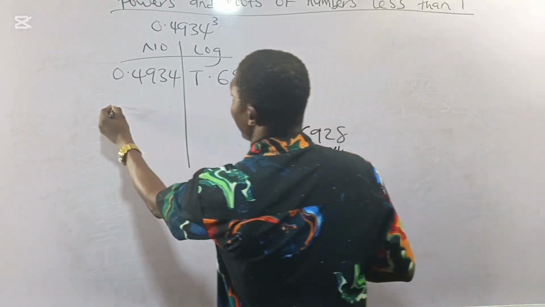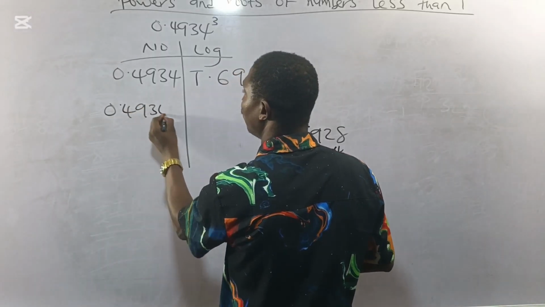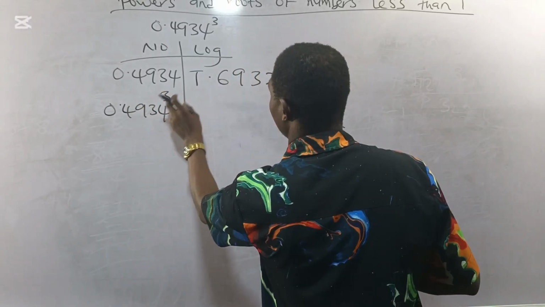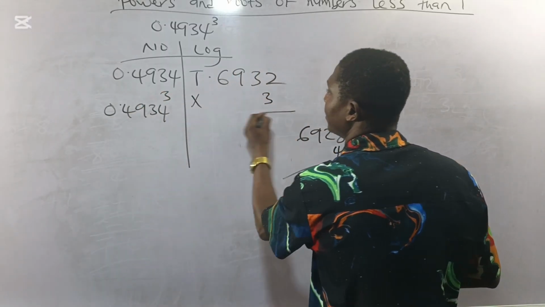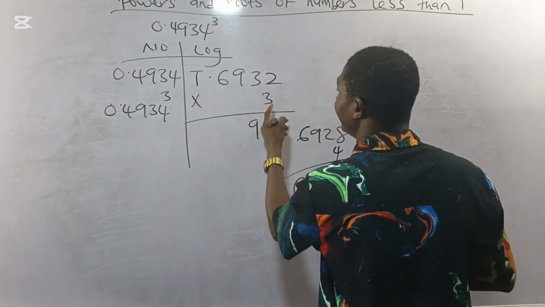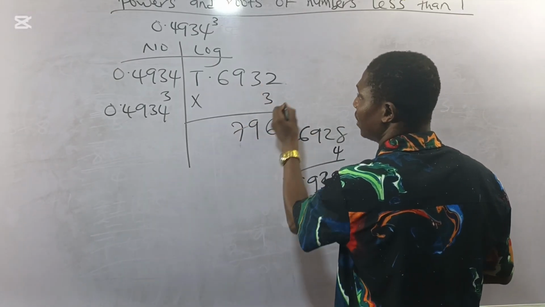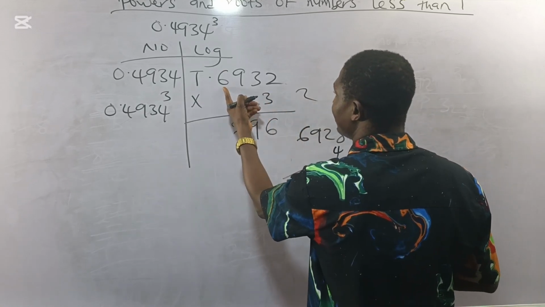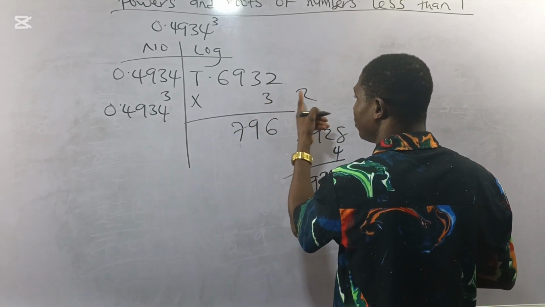So we've gotten this, but we have 0.4934 raised to power 3. So we have to multiply the power, remember, so we can say times 3. And this will give me 3 times 2, 6. 3 times 3, 9. 3 times 9, 27. 7 carry 2. 3 times 6, 18, plus 2, 20.